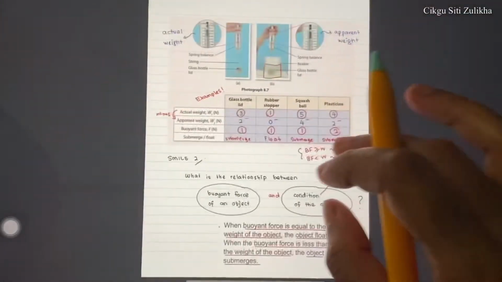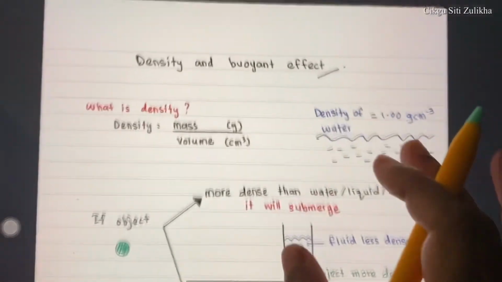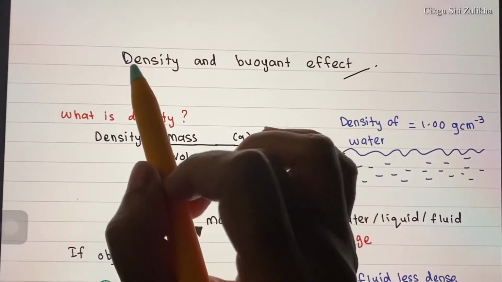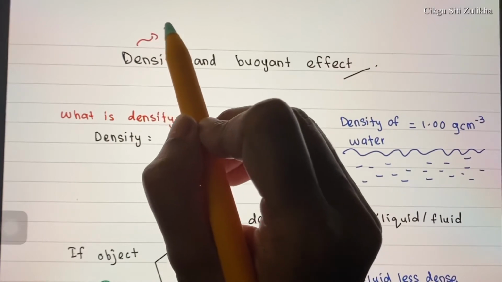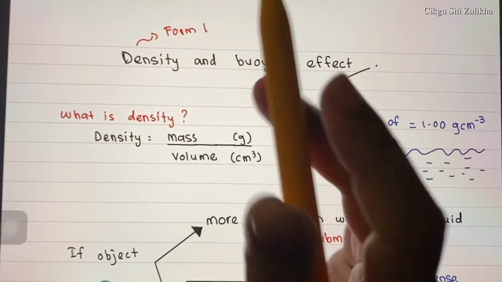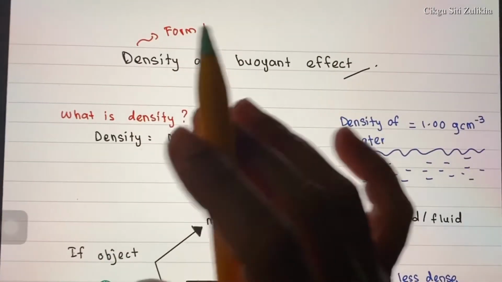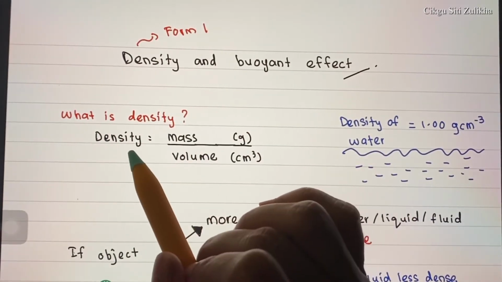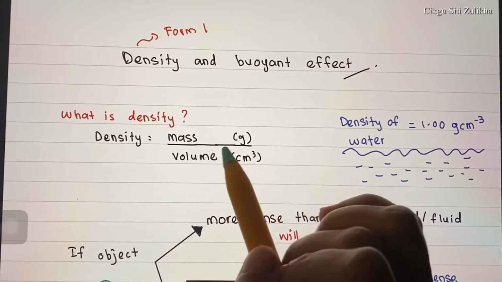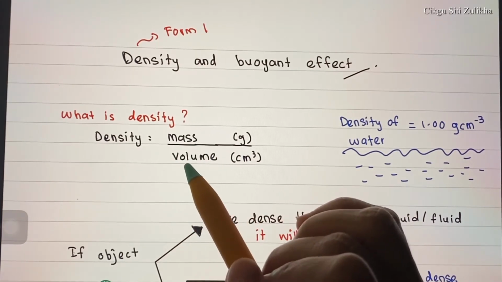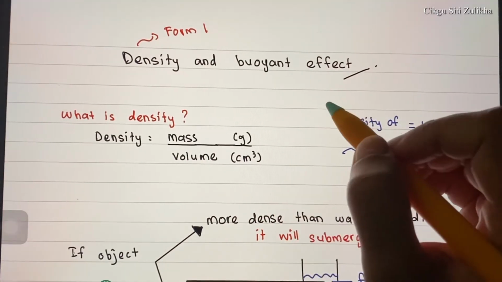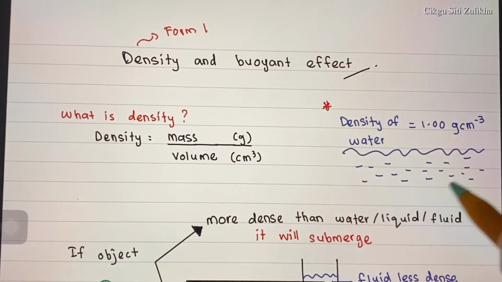Okay? So, now next kita tengok density and buoyant effect. Okay, actually density ni you all dah belajar dah dekat form 1. You memang ada satu topik khas ajar density. Tapi kita buat revision balik. What is density? Density equals mass per unit volume. So, the unit is gram per centimeter cube. And always remember, dekat sini, always remember that density of water special.